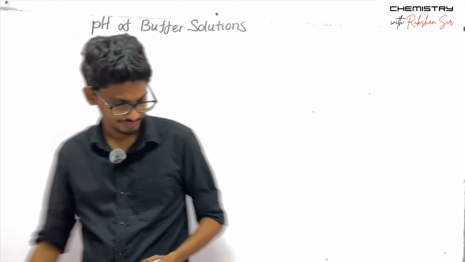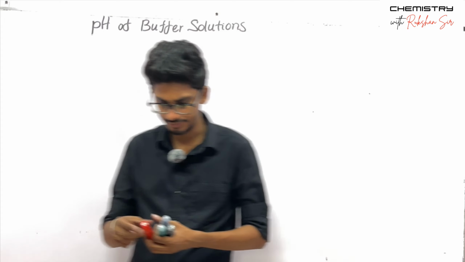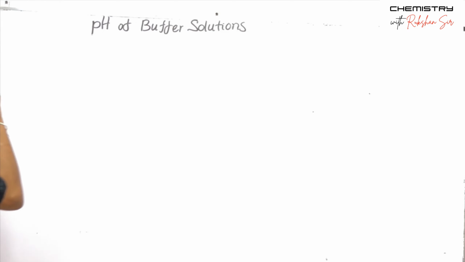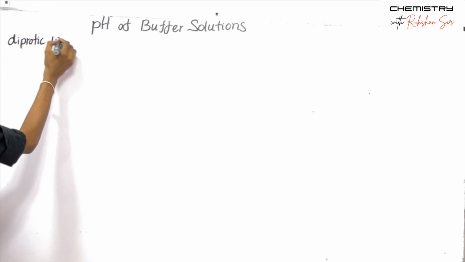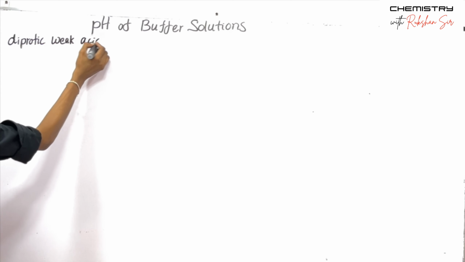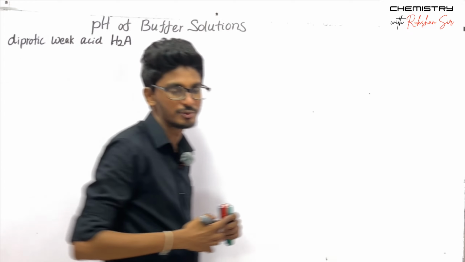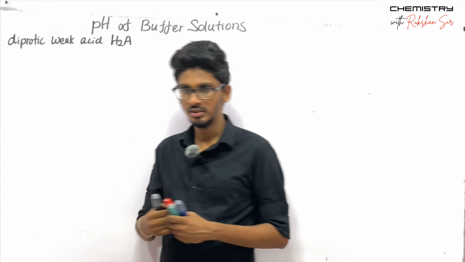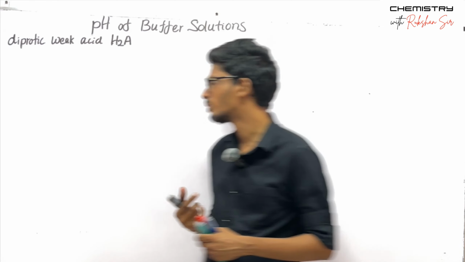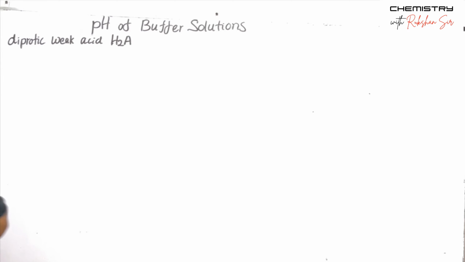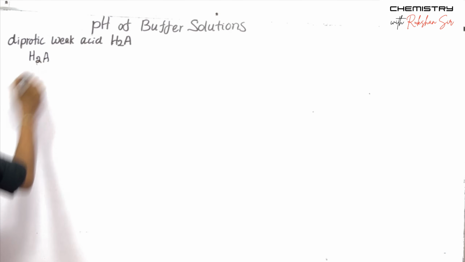The question says you have a diprotic weak acid, H2A. Diprotic means it can release 2 H pluses. Their Ka values are given.